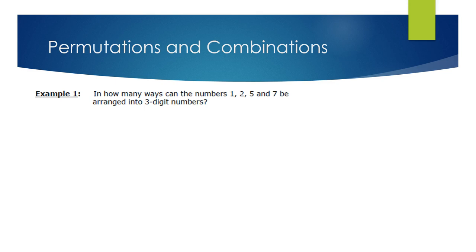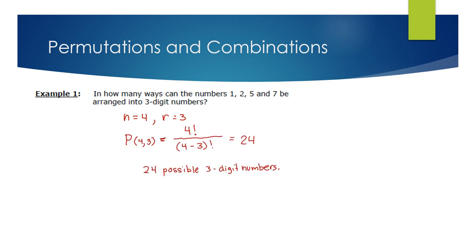They want to know how many 3-digit numbers can be made with these four digits here. So I know in this case n is 4. I'm going to choose 3, so that's r. So I'm going to do the permutation of 4 comma 3. That's going to be 4 factorial over 4 minus 3 factorial, which is 24. So basically, if I use 1, 2, 5, and 7, there are 24 possible 3-digit numbers I can make from those 4 numbers. And in this case, the order matters because 125 is going to be different from 215. They're different, so it does matter.